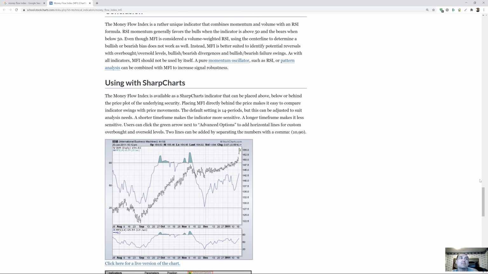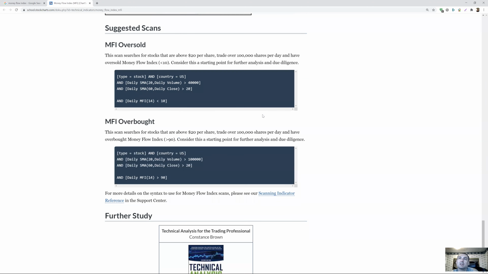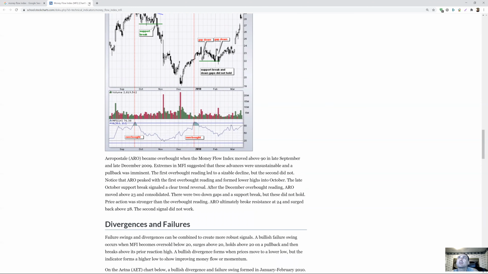Here's IBM. Right here, you have a huge move up. And this money flow is extremely overbought. And then this came crashing down right here. And then it did bounce again. So, all right, let's take a look at other charts.